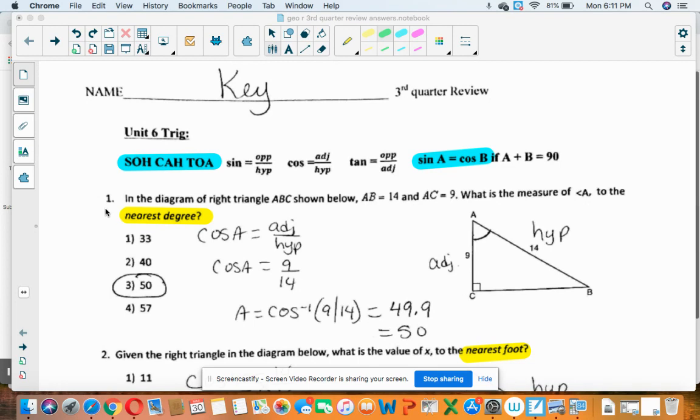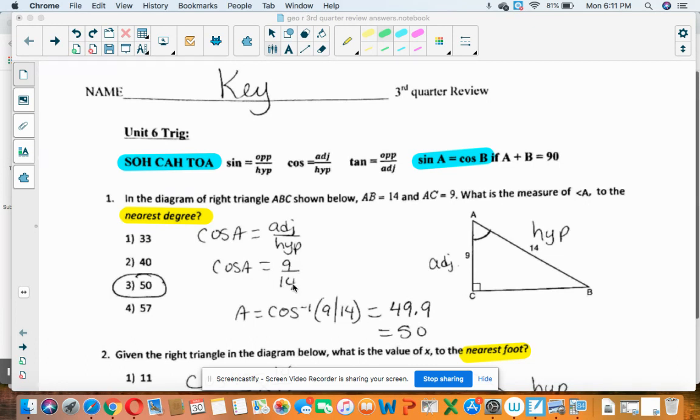This first one I'm using trig because I have a right triangle and I'm trying to find angle A. So I do recommend that you guys label the sides. The hypotenuse is always across from the right angle, so this 14 is the hypotenuse. And the 9 is adjacent because it's next to the angle that I'm referencing. I'm referencing this angle A. So since I have adjacent and hypotenuse, I'm going to use cosine. Cosine of A equals adjacent over hypotenuse. Cosine of A equals 9 over 14.